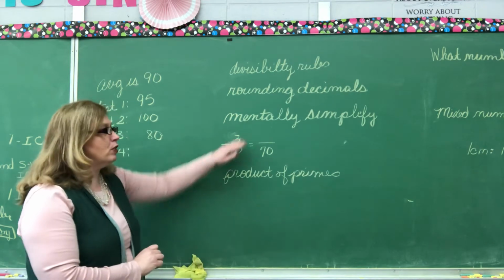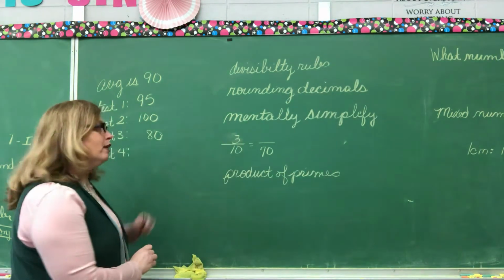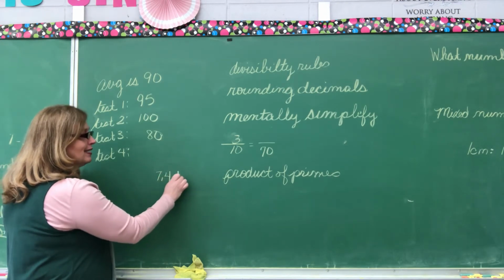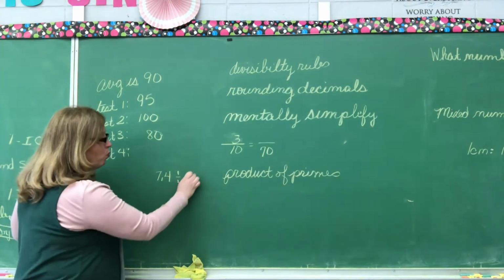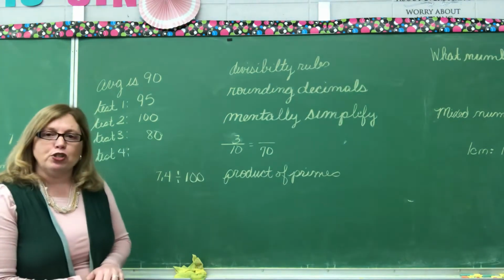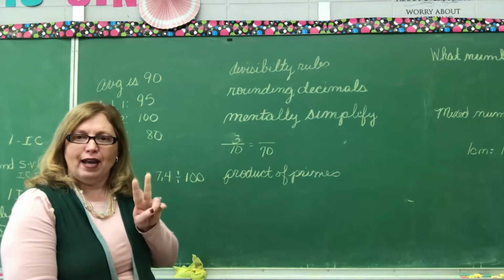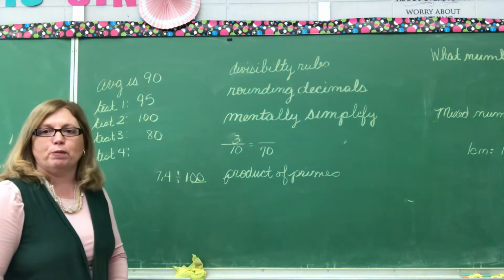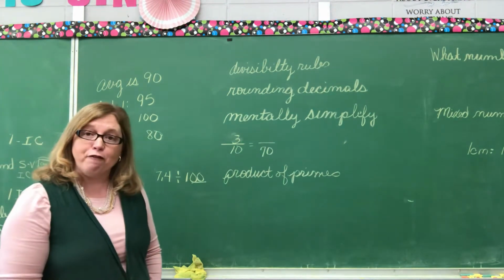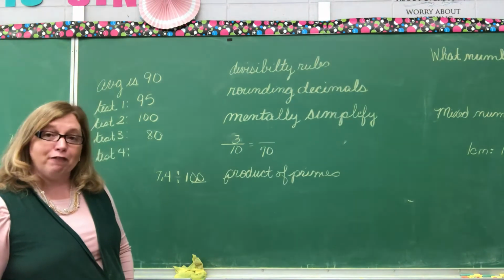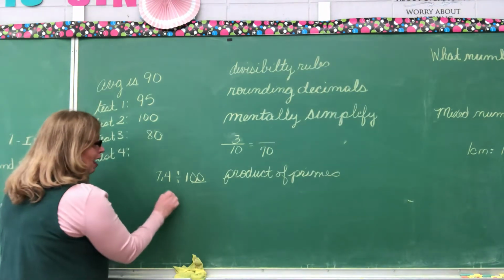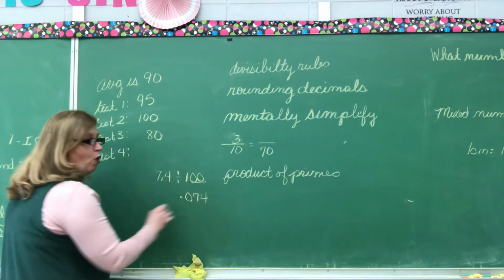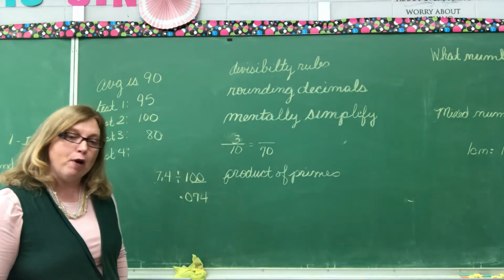When I say mentally simplify, what I'm talking about is if I give you the number 7.4 and I say divide that by 100. How do you solve that? Well, you know that the 100 has 2 zeros. So all I'm going to do is move my decimal point 2 places. Am I going to move it to the left or to the right? Well, I'm dividing, so I'm going to move it to the left. 1, 2, so this becomes 0.074.